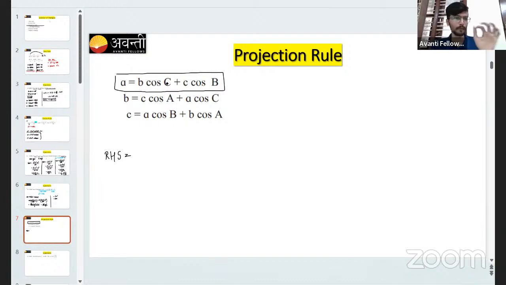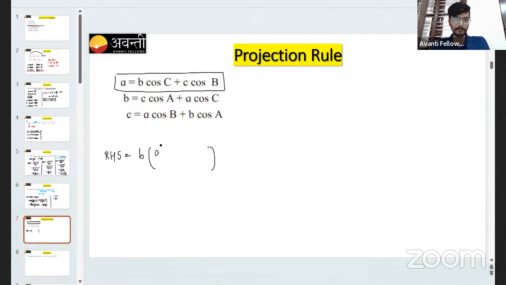Cosine rule. To prove this projection rule, look at it as a proof. I have to prove LHS equal to RHS. What all was there in the RHS? There were angles and there were sides. So I need to get rid of angles because the LHS has only sides. So in the RHS I used the cosine rule.